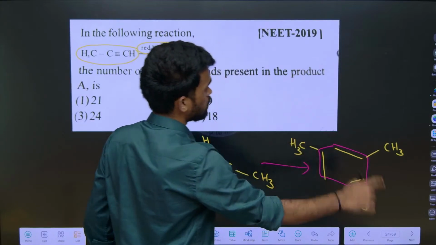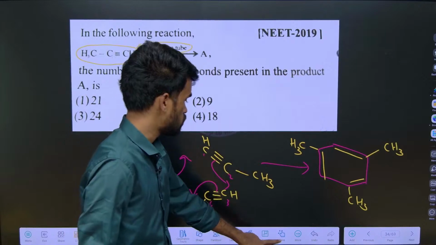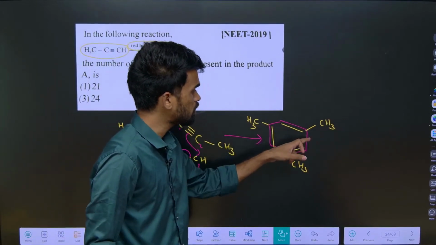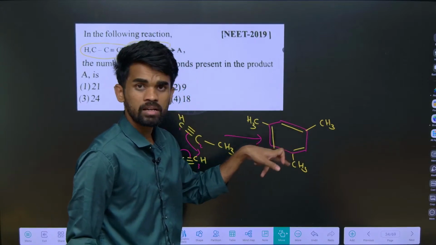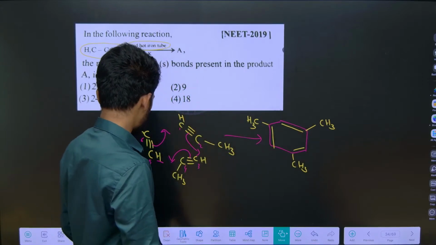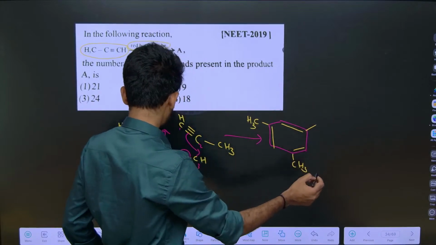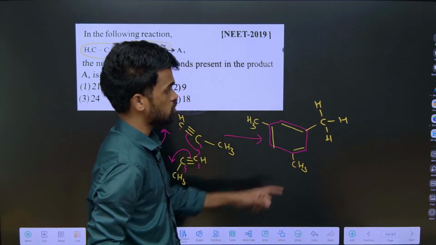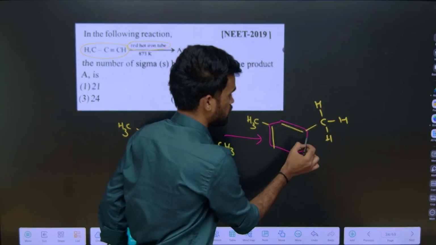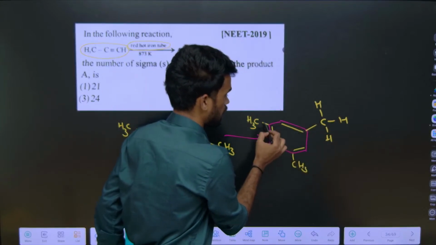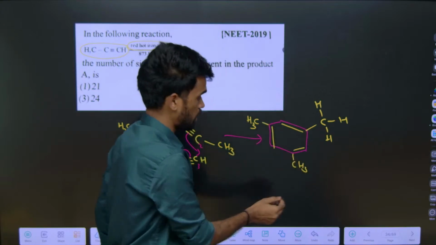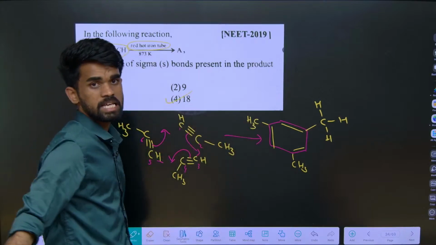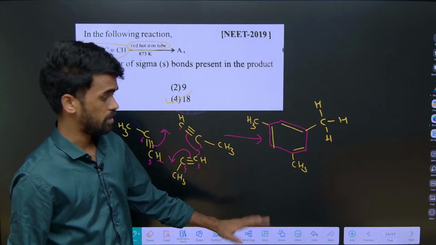From this you need to just count the number of sigma bonds. How can you count the number of sigma bonds? It is easy, right? Whatever pink lines you are seeing here, all are sigma bonds only, and each methyl group has 3 hydrogens like this. So here 3, 4, 5, 6, 7, 8, 9, 10, 11, 12, then this 3, 15 and this 3, 18. So total 18, is that correct? I hope it is clear, right?